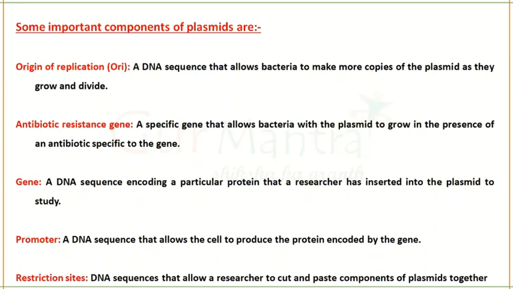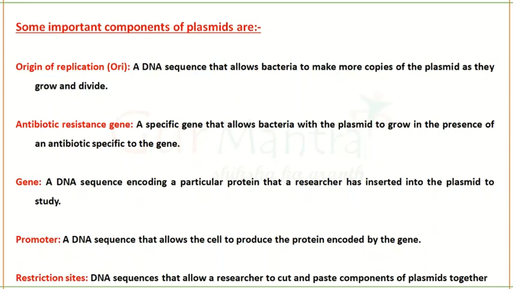So that is a specific gene that will allow the bacteria with the plasmid to grow in the presence of an antibiotic specific to that gene. For example, an ampicillin resistance gene will be there. If we grow the bacteria in ampicillin medium, the bacteria will still grow because it has a resistance gene, right? Next, it should have a gene of interest. We are interested in a particular gene, right? A DNA sequence that codes for a particular protein that a scientist or a researcher is interested in. So that should be there.